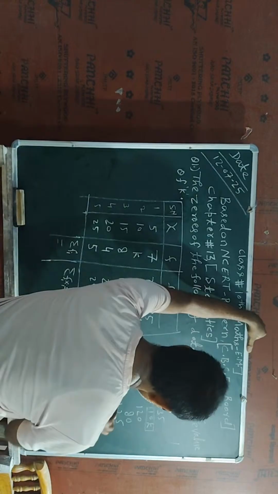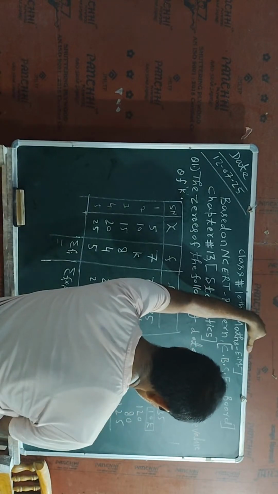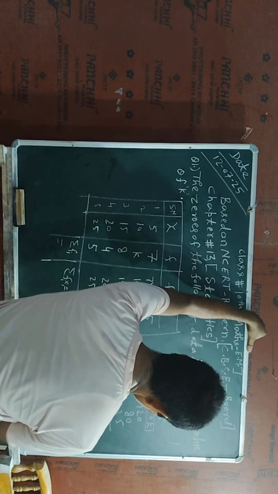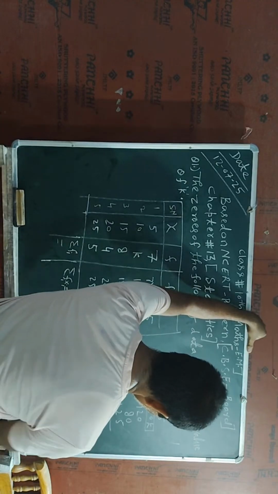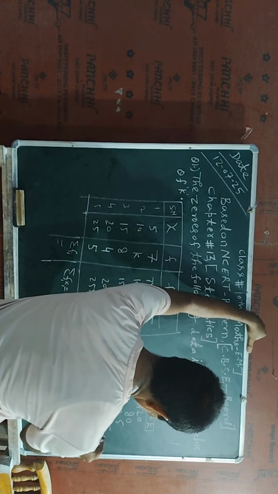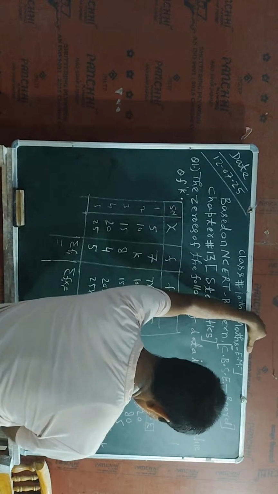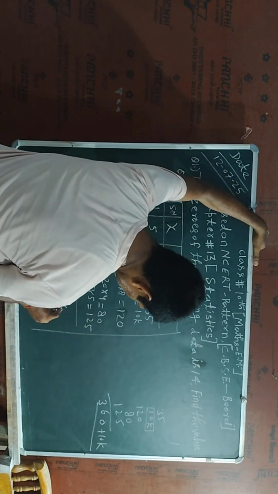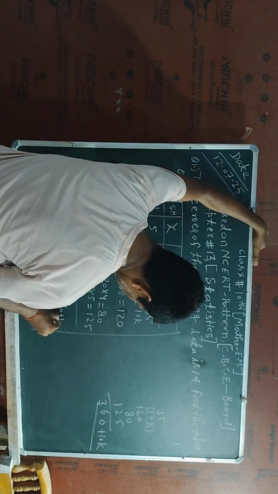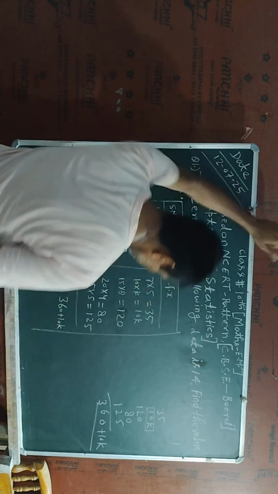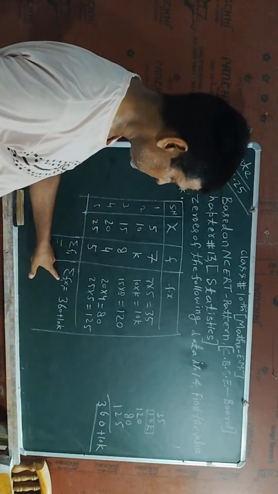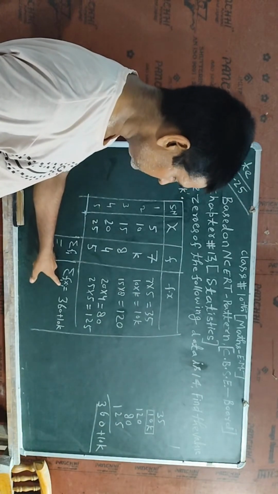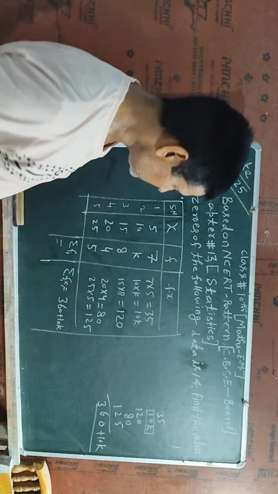Value will be 1. 1 plus 1 plus 1, 3. 1 plus 1, 2 plus 1, 3. And here will be 10 here. So I have taken this term, that is 360 plus 10k. I have written sigma fi into xi. So its value I have got here.